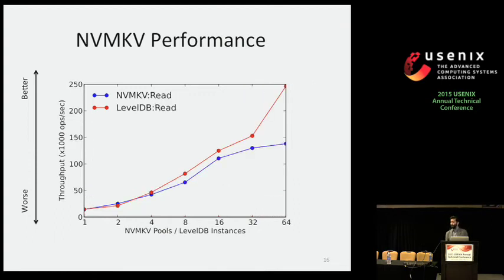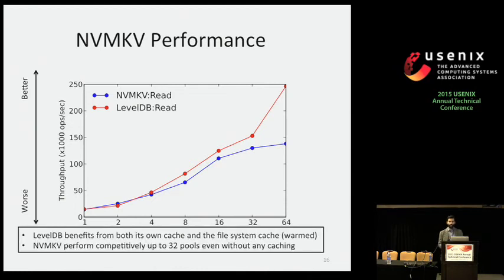Now here we have the same experiment, but now measuring the throughput of reads. And what's interesting is, again, of course, the blue line is our key value store, the red line is LevelDB. So we see here that for up to, let's say, 32 pools or 32 LevelDB instances, the performance of our reads is to some extent comparable to that of LevelDB. But what makes this really interesting is the fact that this is the best possible case for LevelDB.